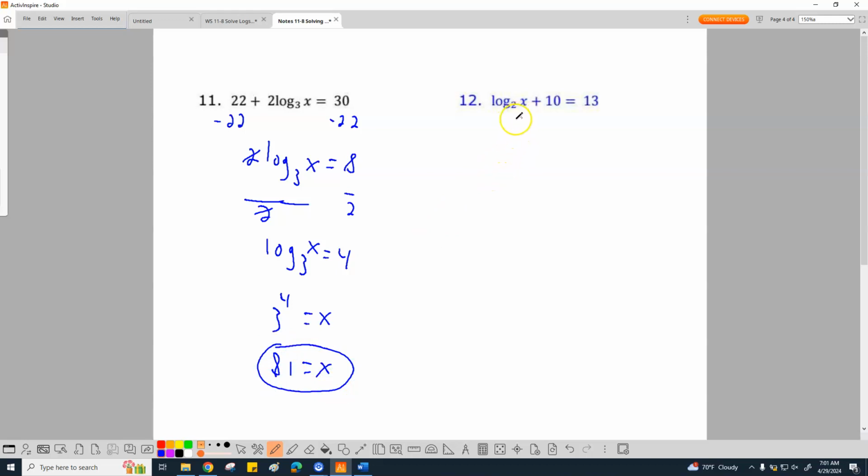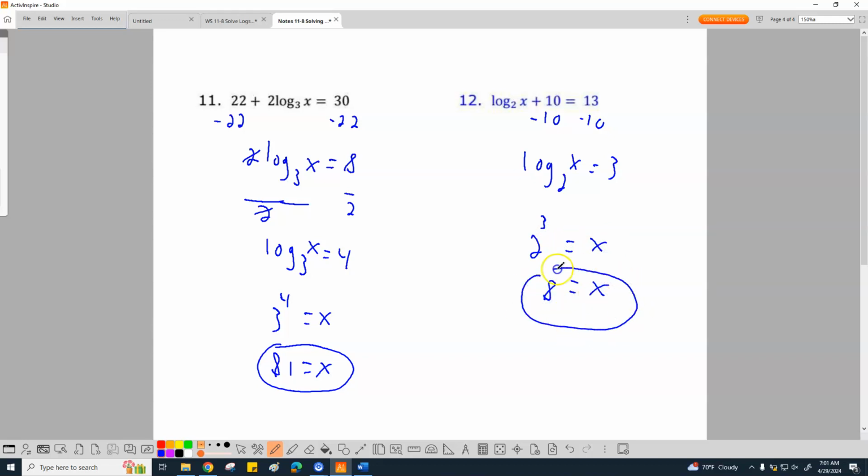Going to go over to this one, check this one out. I'm going to subtract 10 first on both sides. So I end up with log 2x equals 3. I'm going to rewrite this to get rid of the logs, and I'm going to have 2 to the 3rd equals x, which then works out to x equals 8. So that's the quick little rundown of these problems if you miss any in class today.